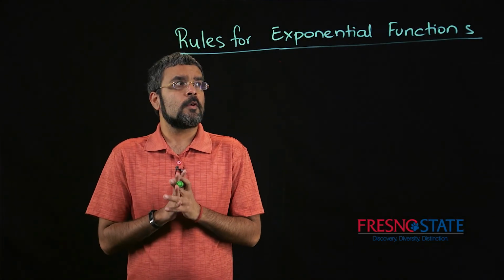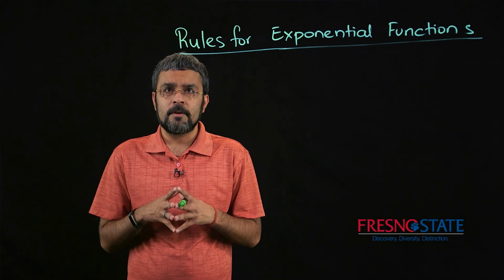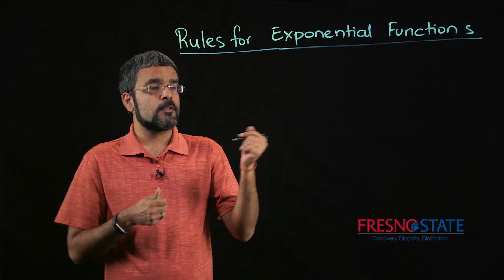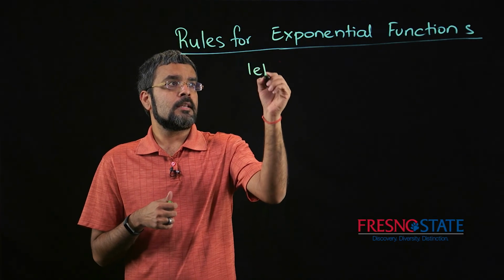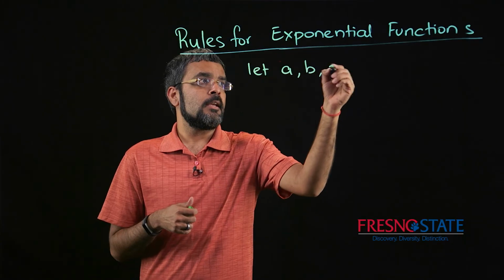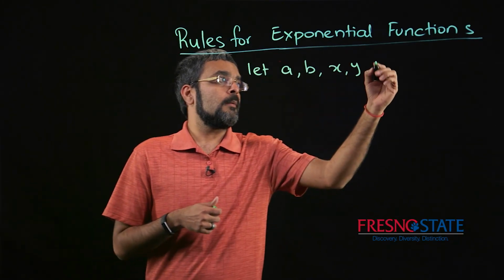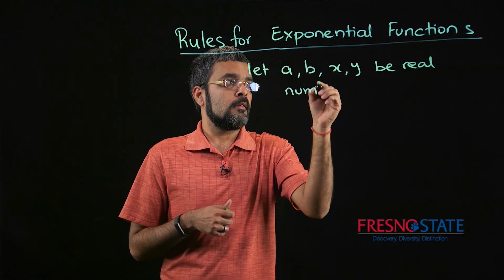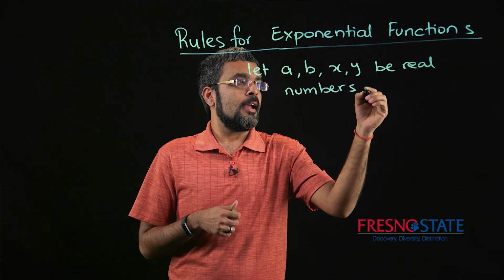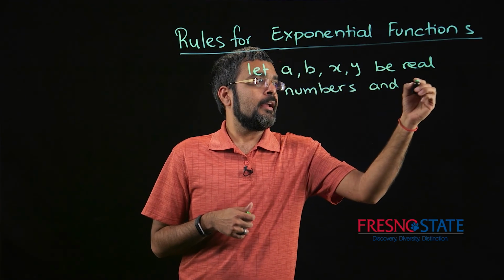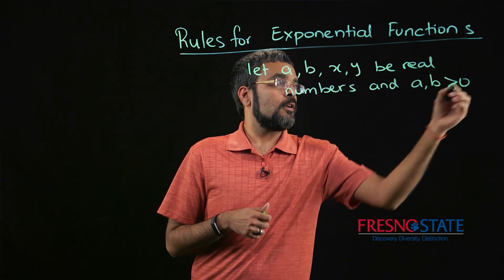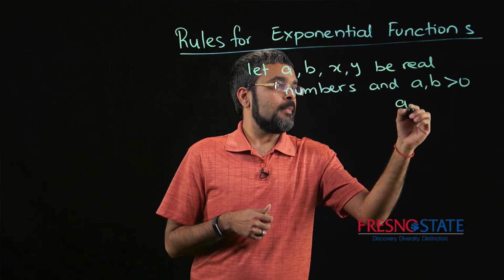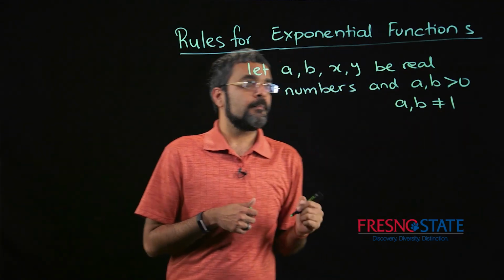So let's look at some of the rules for exponential functions. I think most of you are probably familiar with them, but let's just go through them once more. Let a, b, x, and y be real numbers, all right, and a and b would be greater than 0 and a and b are not equal to 1.